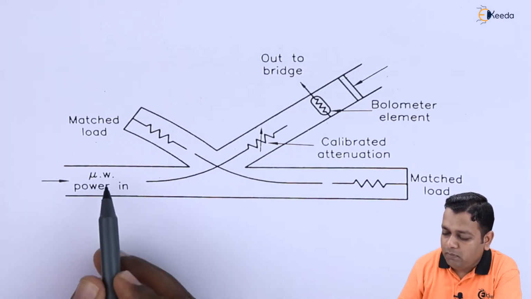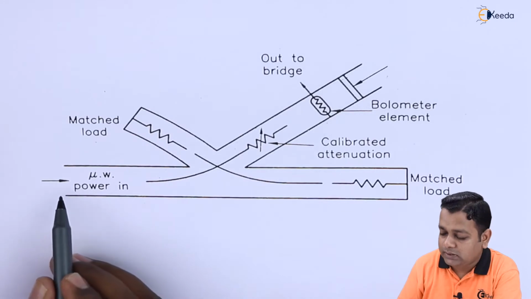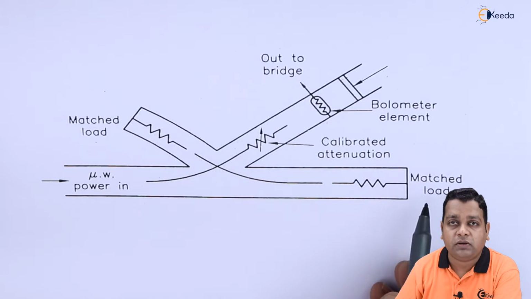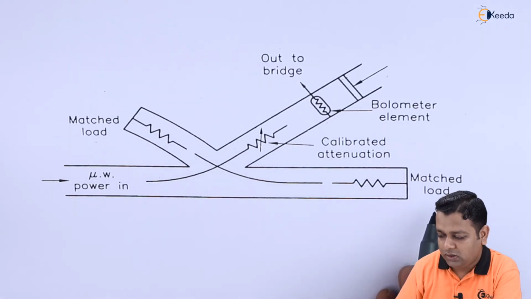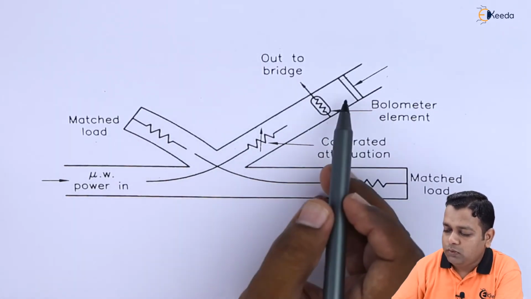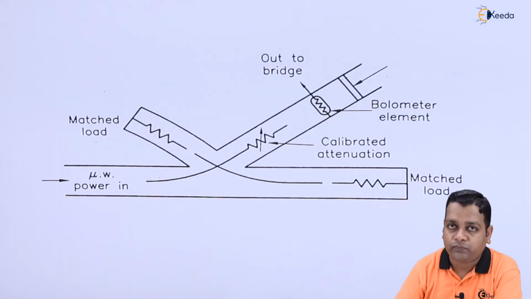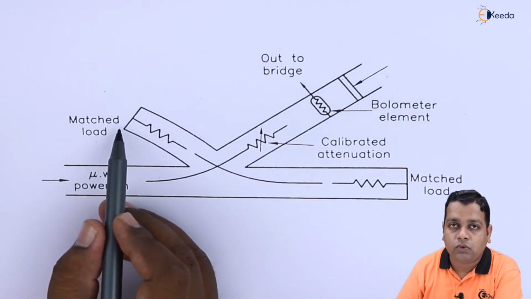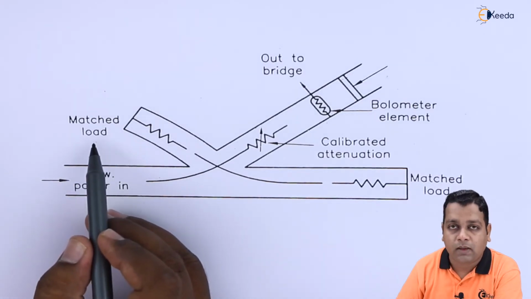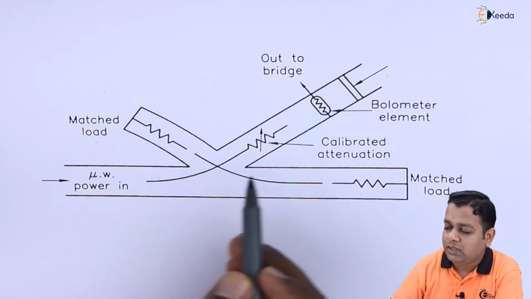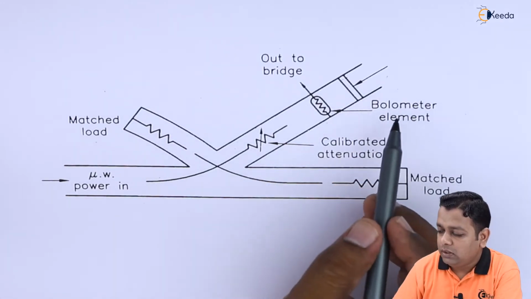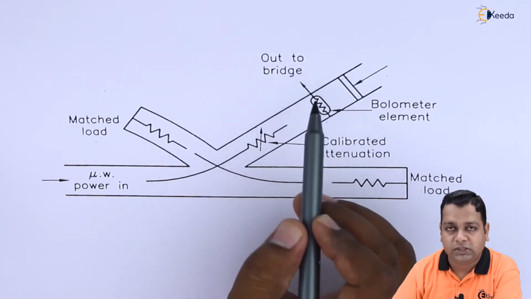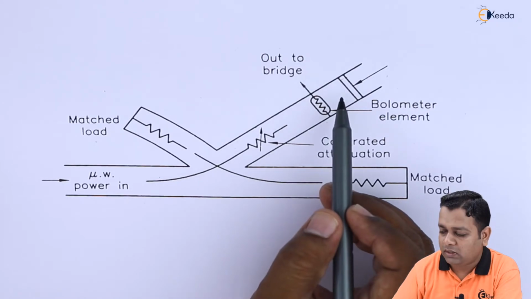Now you can see here the microwave power is given as input to this particular port, whereas the opposite port has been terminated with the match load. Now here the two branches are for the other waveguide, a part of the directional coupler, where one of the ports has been closed with the help of the match load, whereas this port has the bolometer element connected, which is a part of the bridge as shown in the previous schematic diagram.